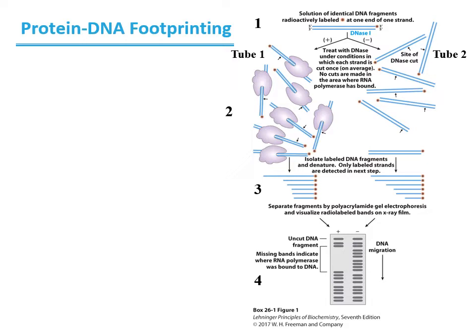At the very top, we have our radio-labeled DNA. In tube 1, we add RNA polymerase and the DNA. In tube 2, we only have DNA. To each tube, you then add enzymes that can digest DNA.